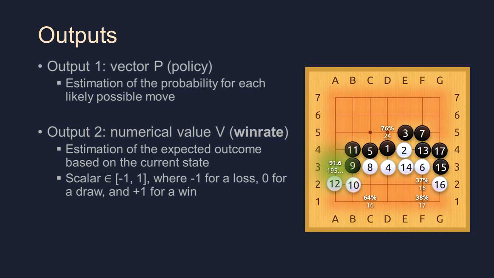Okay? So the second output is a numeric value, V, also known as the win rate. It's the estimated probability of winning given the current situation. The value of V ranges from -1 to +1, where -1 stands for a loss, 0 stands for a tie, and +1 stands for a win.